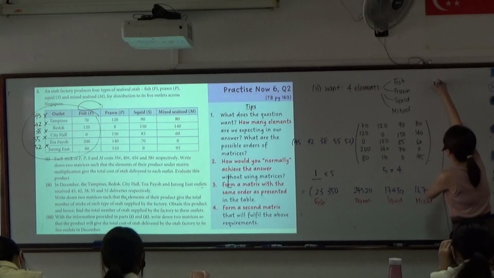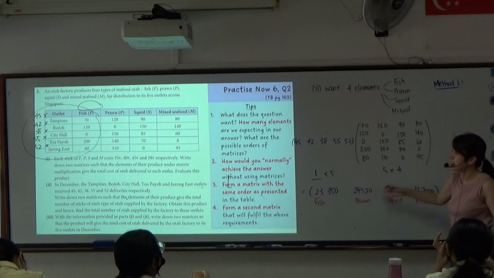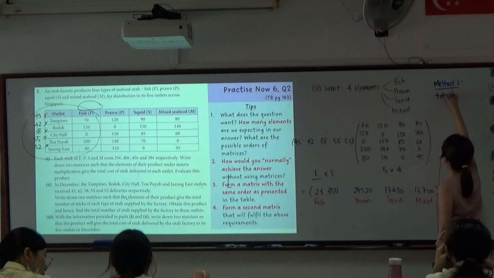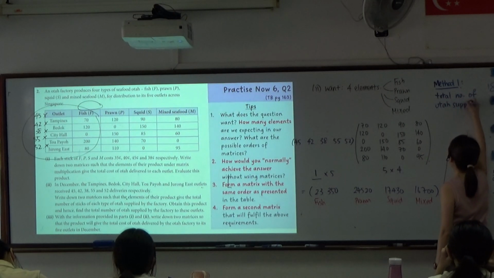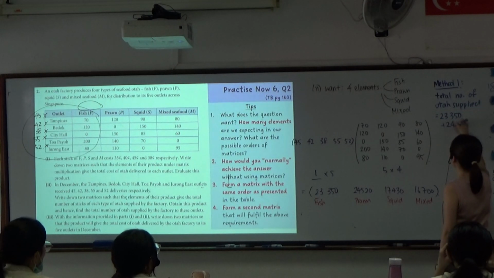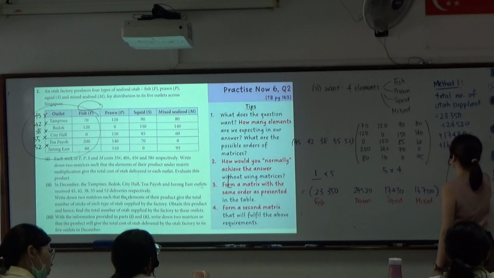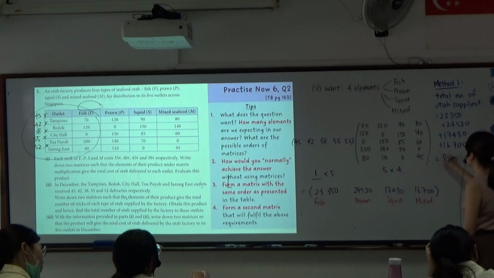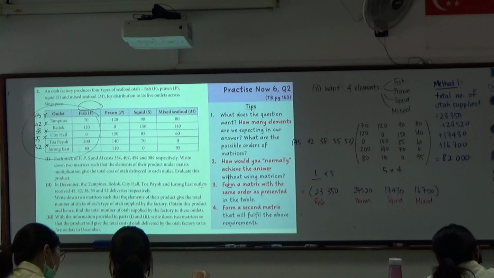So the simplest method is to solve it arithmetically, recognizing what are these elements, and then we find the total number of quota supplied. And then we will get the answer of 82,000. So this one is a straightforward answer, right?